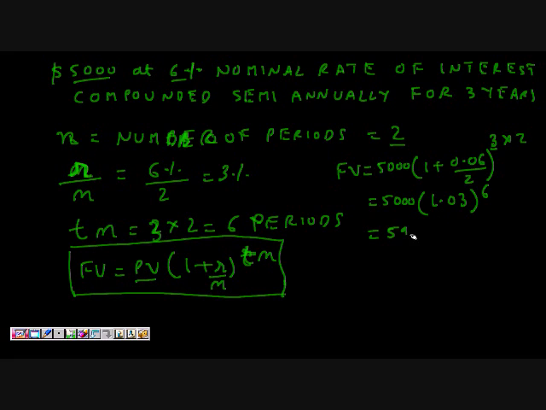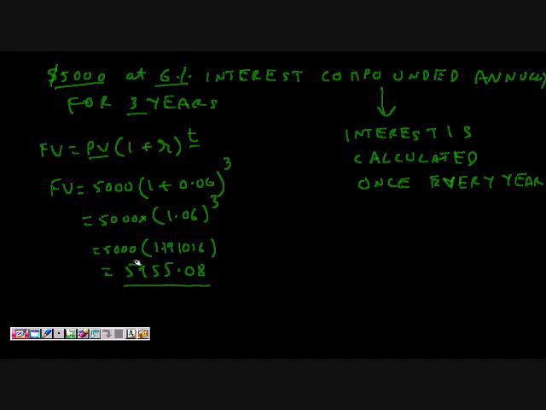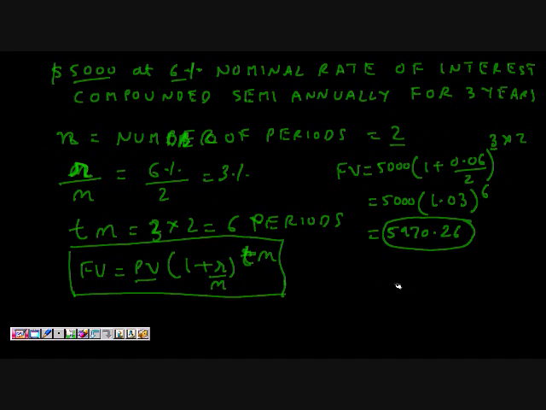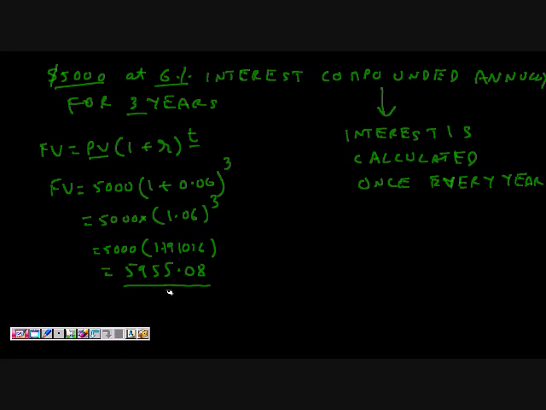5,970.26. You notice that when interest is calculated on a semi-annual basis, we get 5,970 at the end of 3 years. But when interest was calculated on a yearly basis, it was 5,955. So if you calculate interest more frequently than on a yearly basis, the final amount will be more than when you calculate interest only on a yearly basis. In this case, it's about $15 more.